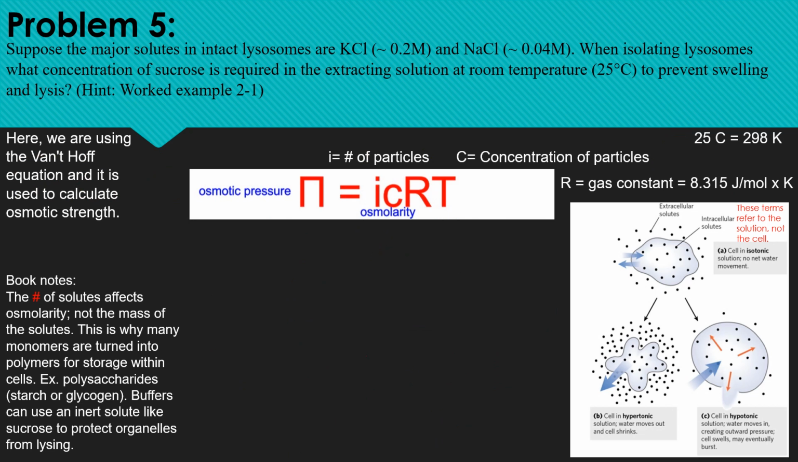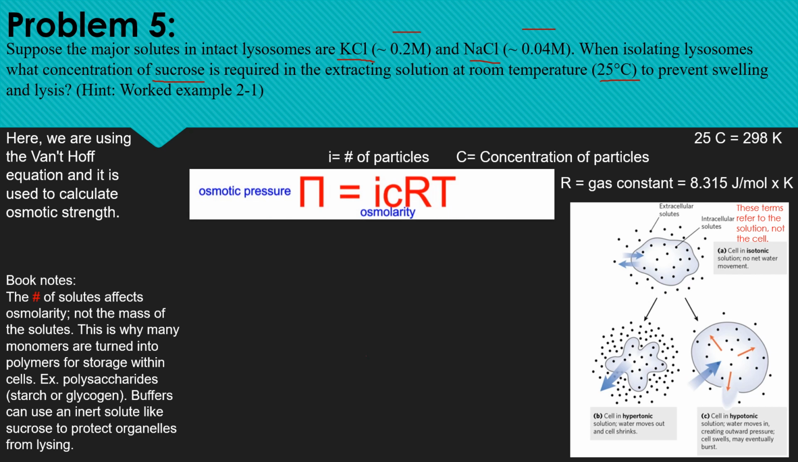Problem 5. Suppose the major solutes in intact lysosomes are potassium chloride. Let's go ahead and underline that. Okay, potassium chloride and sodium chloride. And then these are the concentrations in molarity, which is just moles per liter. So when isolating lysosomes, what concentration of sucrose is required in the extracting solution at room temperature to prevent swelling and lysis? So this problem is really hard.